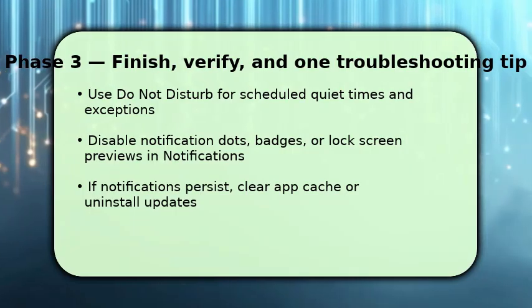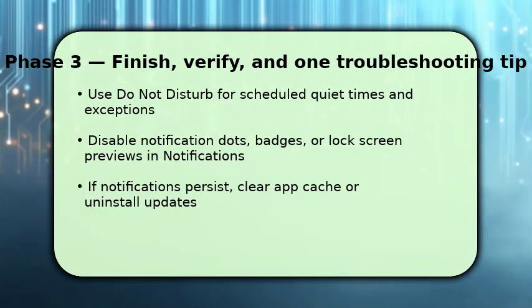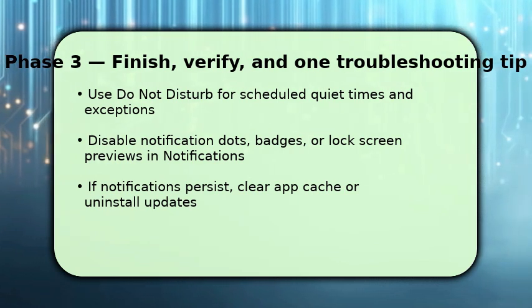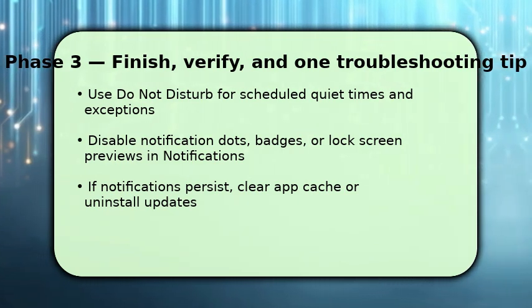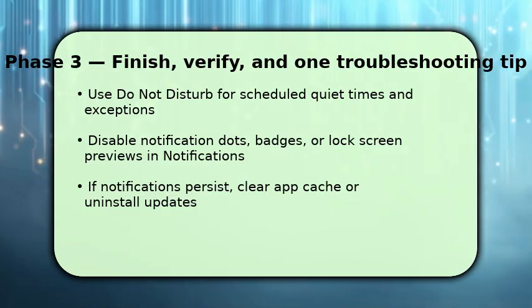Finish by setting global controls. Enable Do Not Disturb with schedules and exceptions so urgent calls still come through. Then, in Notifications, disable notification dots, badges, or lock screen previews to reduce visual clutter.